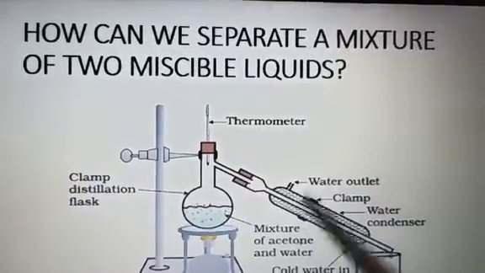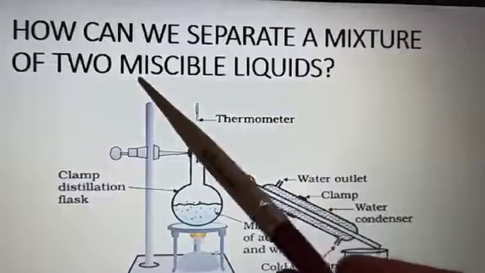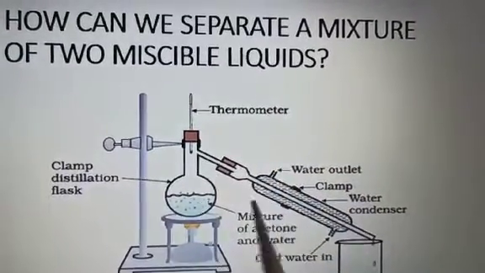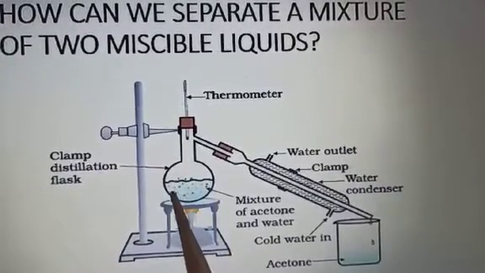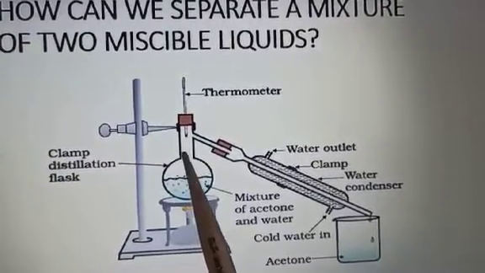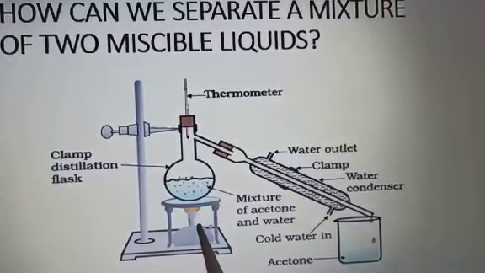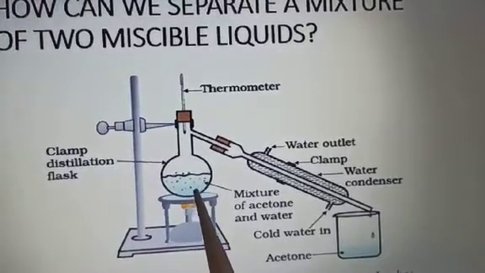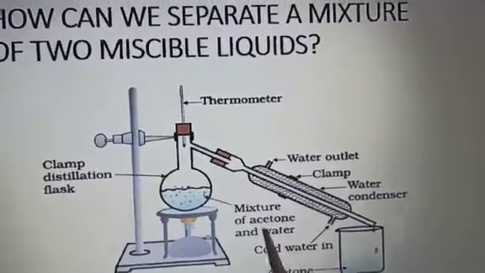Good morning, students. Today we are going to study how we can separate a mixture of two miscible liquids. You can see the apparatus arranged here. This is a flask attached to this clamp and kept on a stand, heated through this burner. In this flask you can see the mixture of acetone and water.